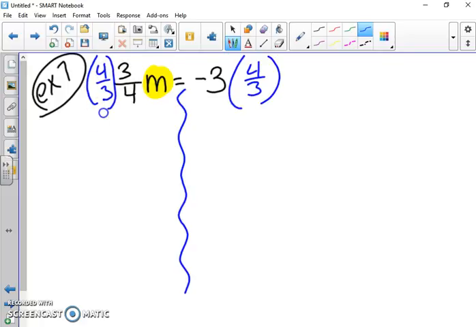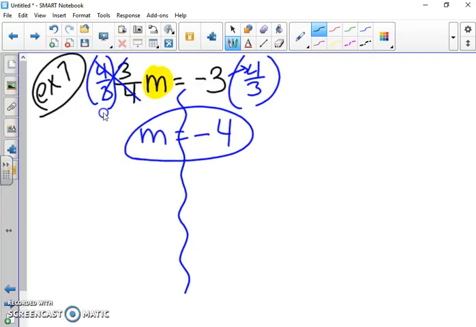And we have to do that on both sides, okay? Because look, the 3's cancel, the 4's cancel. Drop down your m. A negative and a positive is a negative. And then this is how you would put this in your calculator. You would say negative 3 times 4 divided by 3. I'll say that again. Negative 3 times 4 divided by 3. Which is a negative 4.